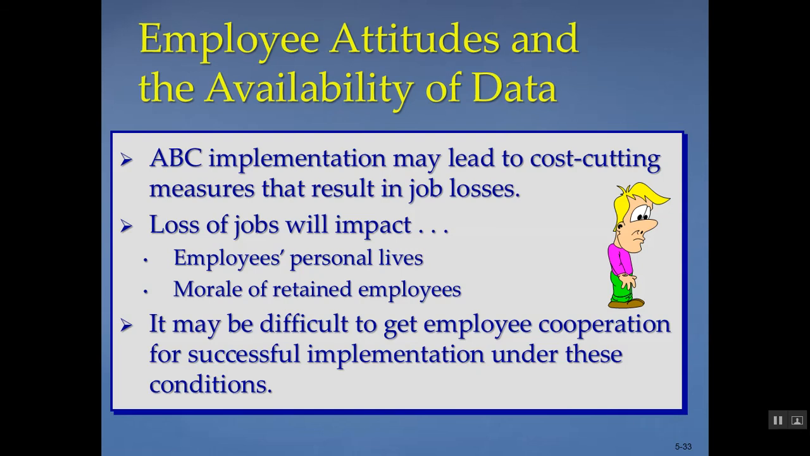Employee attitudes and the availability of the data are also factors. ABC implementation might lead to cost-cutting measures that result in job losses. Obviously, losses of jobs will impact employees' personal lives and the morale of the employees that remain, and it might be difficult to get employee cooperation for successful implementation under these conditions. So you can't just look at the quantitative impact of the decisions, but you also need to look at the qualitative, which means the impact to the company and the employees. So I'm going to pause the video here, and we're going to talk about total quality management in the next video.